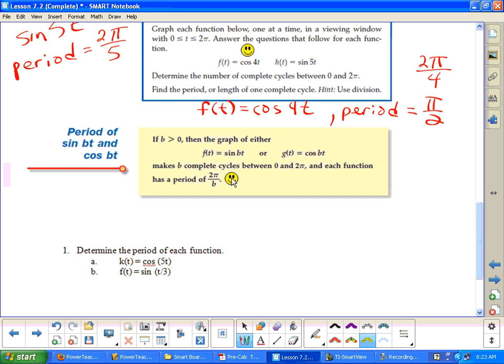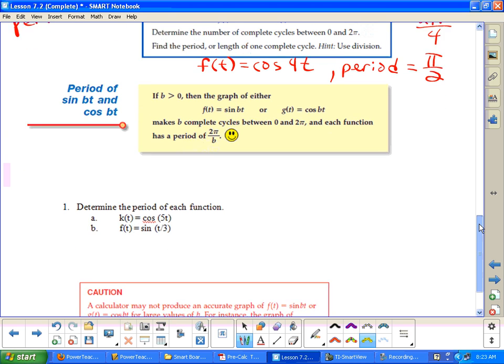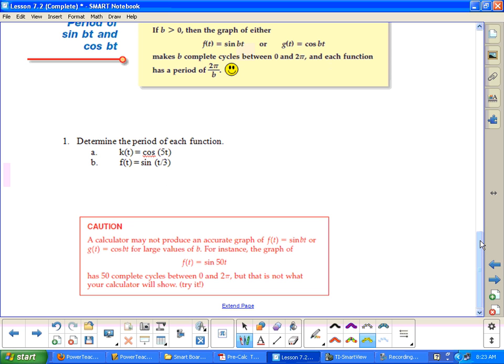But remember, what are we really talking about with the value of b? B is a horizontal stretch or compression, because it's a change in the x value, or the domain, the independent variable. So number 1 says determine the period of each function. Well, to find the period, we take 2 pi and divide by b. And so what's the value of b for a? 2 pi over 5.